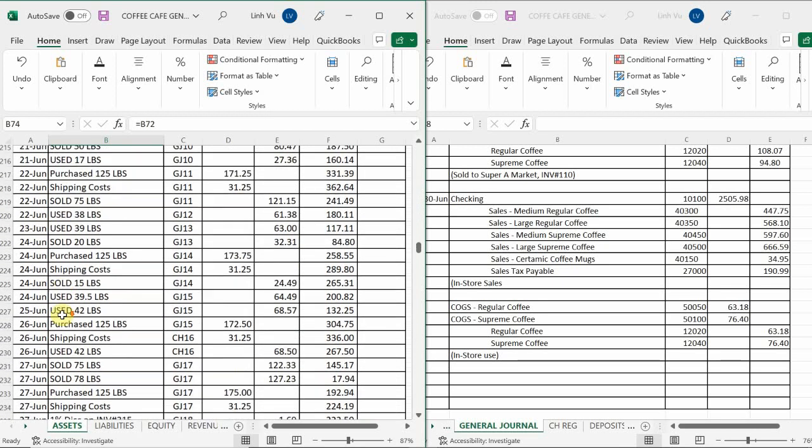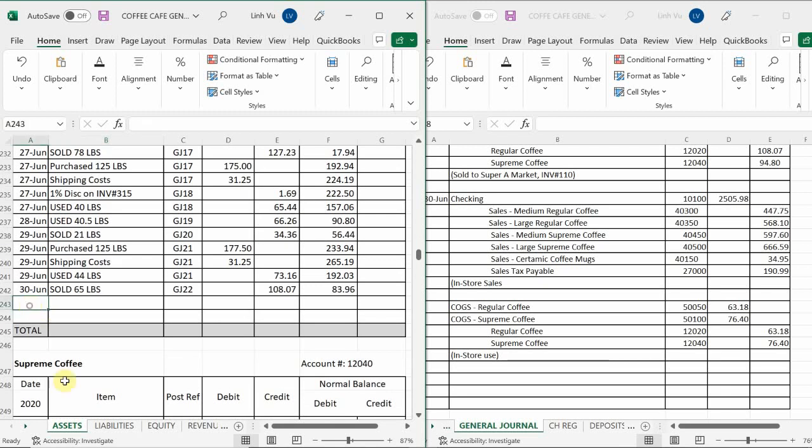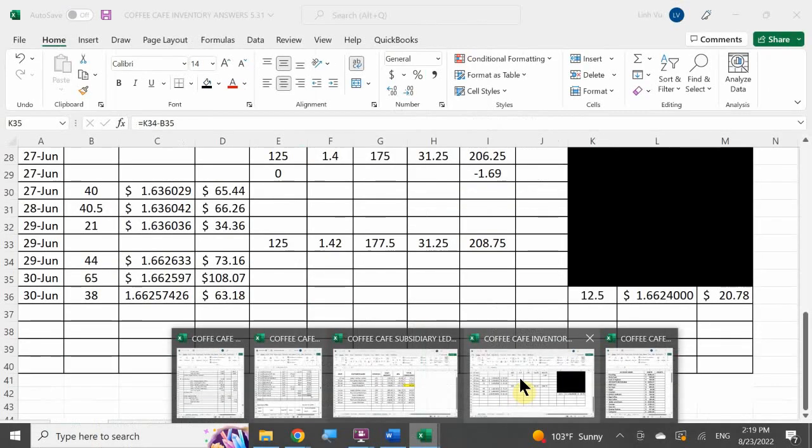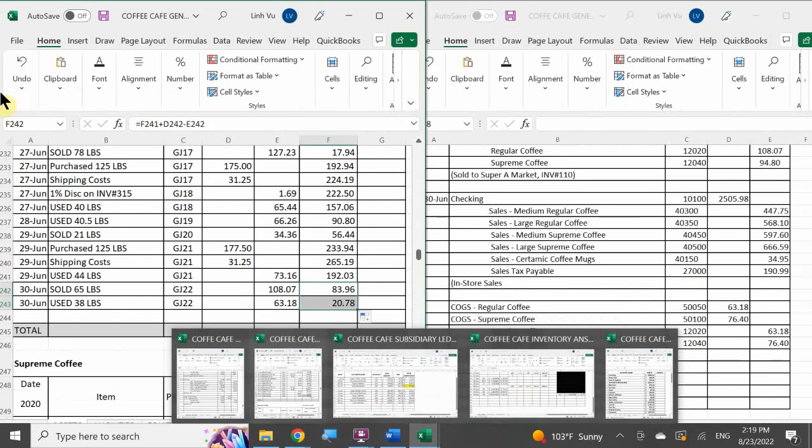There's regular coffee. Yes, for coffee, you used 38 pounds on page 22 for $63.18. So balance is now $20.78. Okay. Which 100% matches my inventory worksheet.